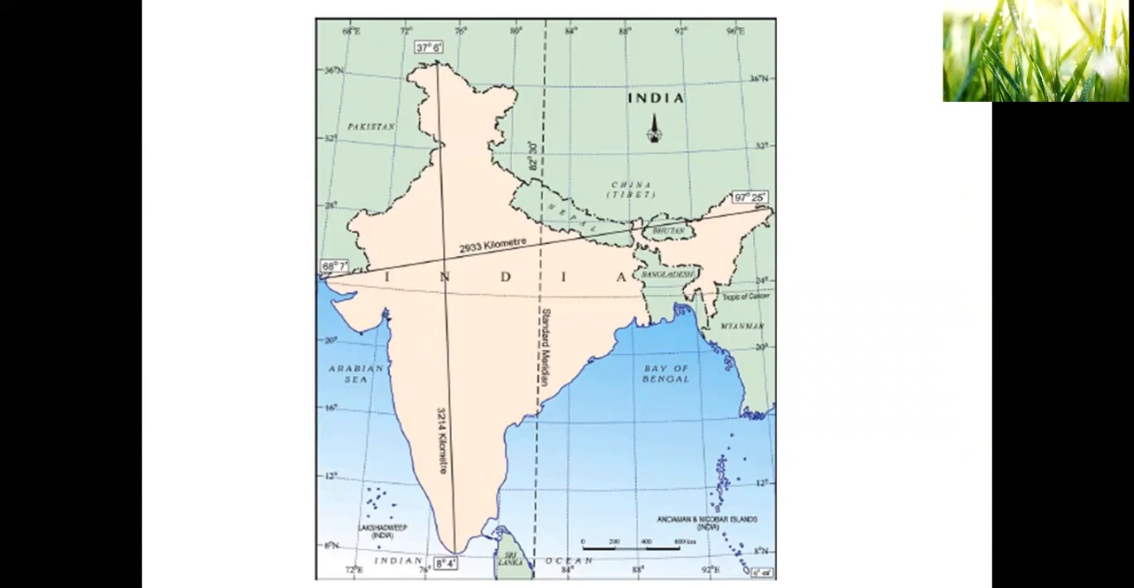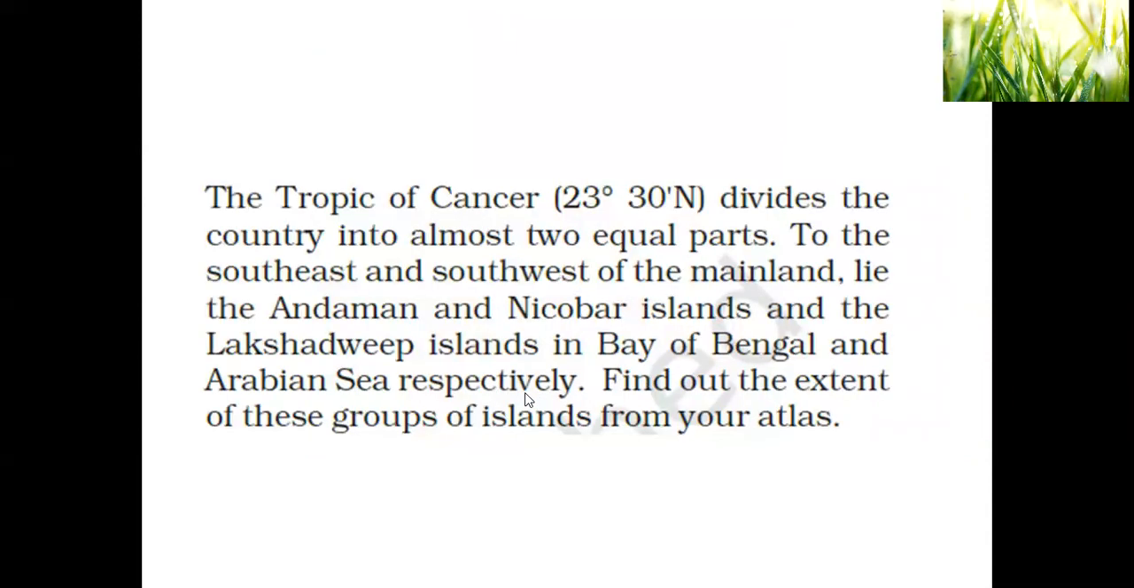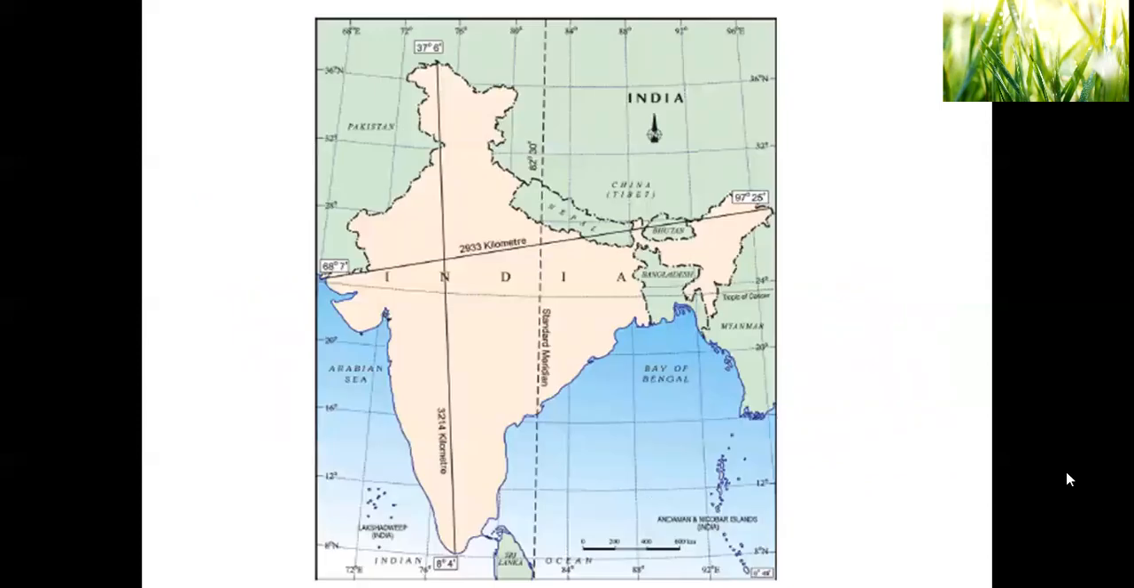You see here, Tropic of Cancer, this line in the middle which is going. Tropic of Cancer divides India into two equal halves. So where are the Andaman and Nicobar Islands found? They are seen in the Bay of Bengal, and Lakshadweep Islands are situated in the Arabian Sea.